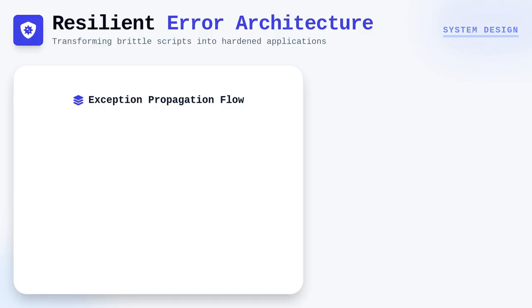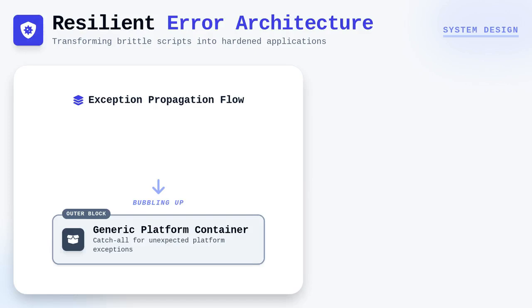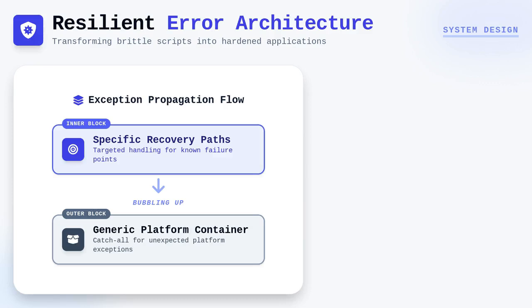Implementing this level of control requires careful consideration of how exceptions propagate through the stack. If we have nested blocks, an error within an inner block can be caught locally or allowed to bubble up to a more generic, higher-level container that acts as a catch-all for unexpected scenarios. We should always prefer specific recovery paths for known failure points, leaving the wider blocks to catch unhandled platform exceptions.